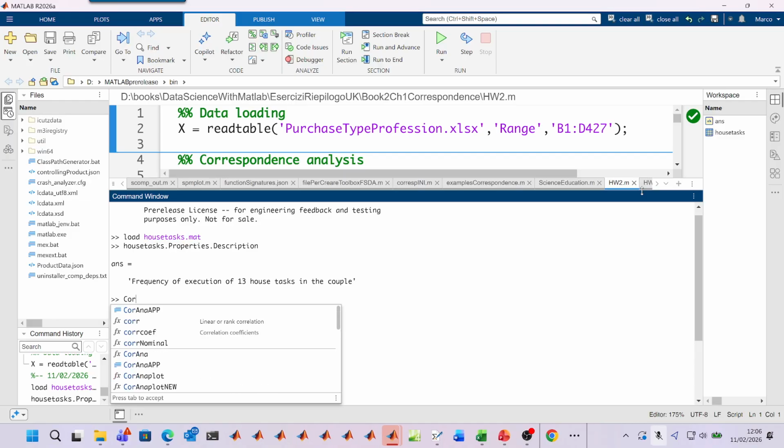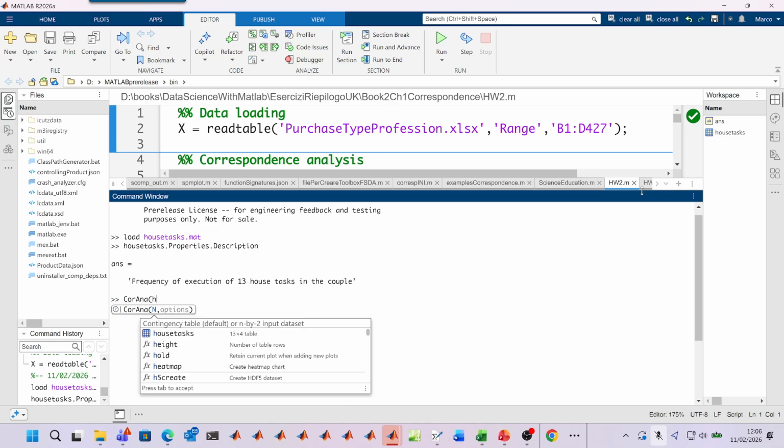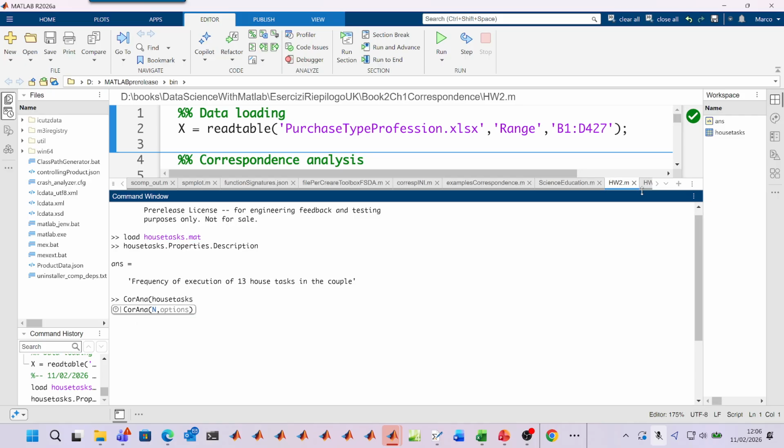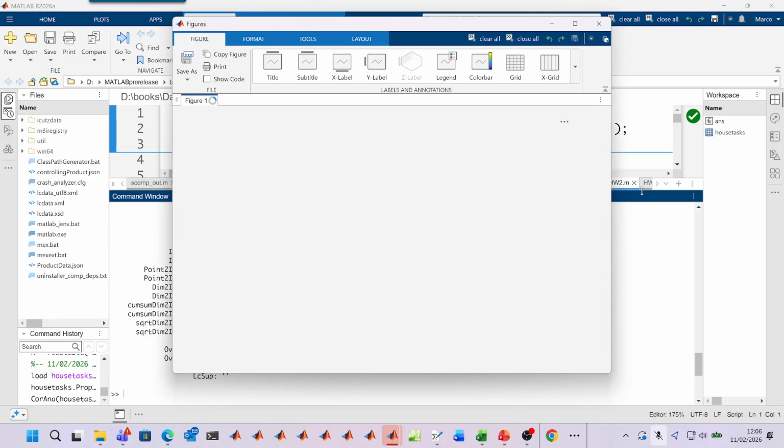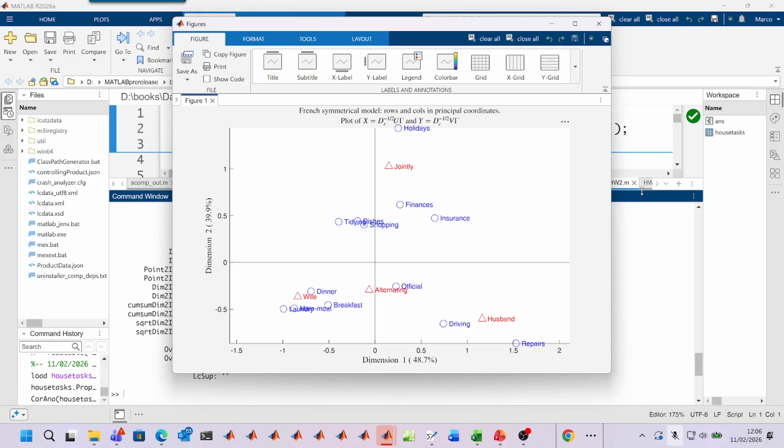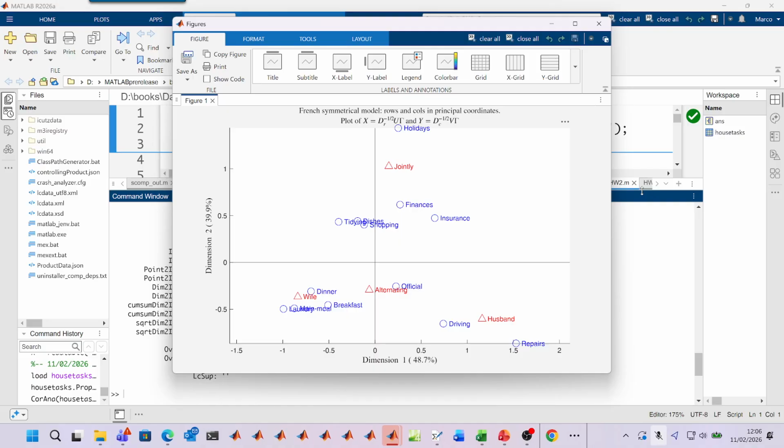So, corana, house tasks, because this is already the contingency table. Okay, how do you interpret holidays? Holidays, they are decided jointly, it makes sense inside the couple, they are decided absolutely jointly.